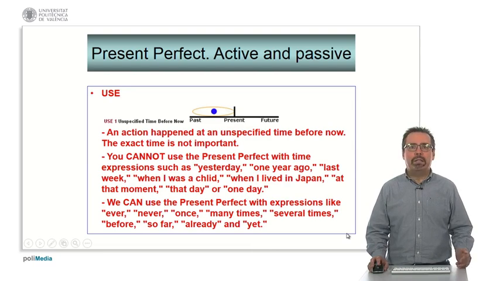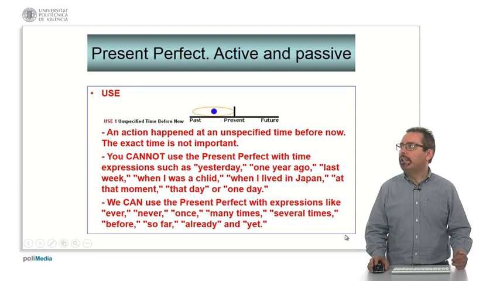Here we have in graphical form how to use this verb. For example, for actions happening at an unspecified time before now. The exact time or point in time in the past is not important. You cannot use the present perfect with time expressions such as yesterday, ago, one year ago, last week, when I was a child, when I lived in Japan, at that moment, that day, or one day, because these expressions specify the exact point in time in the past.